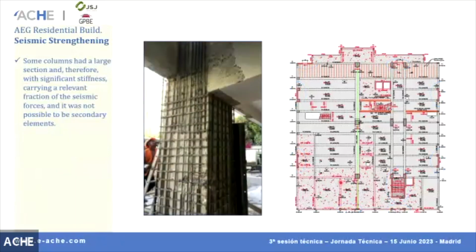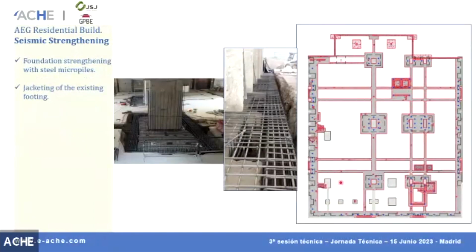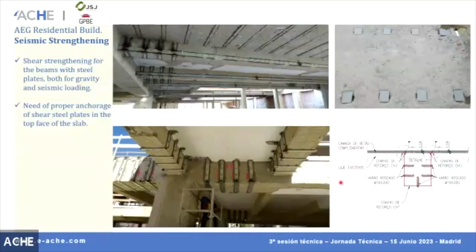But obviously there are some columns whose section was so large and the stiffness so high that it was not possible to consider them as secondary elements. They carry a relevant fraction of the seismic forces. So what we did was to inject those elements also. The strengthening of the foundations was also needed, and we did it with steel micropiles. And we also strengthened some beams for shear, for both gravity and seismic loading. The importance of a proper anchorage of these steel plates.